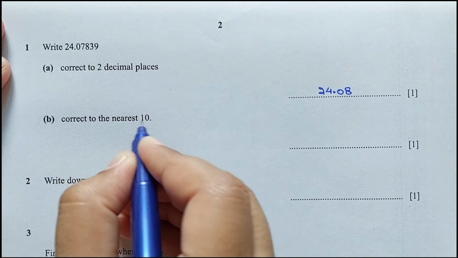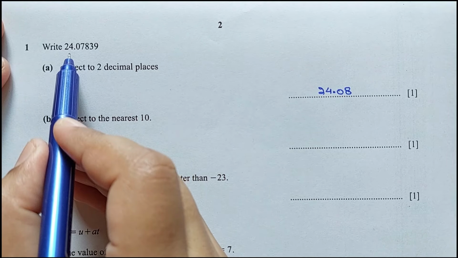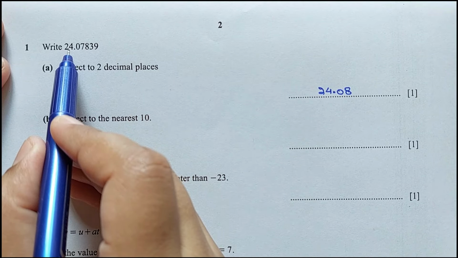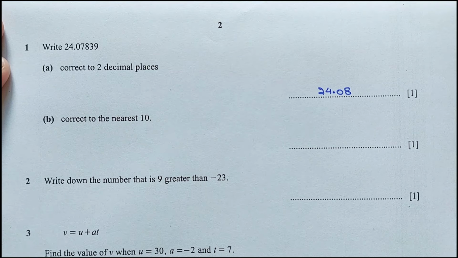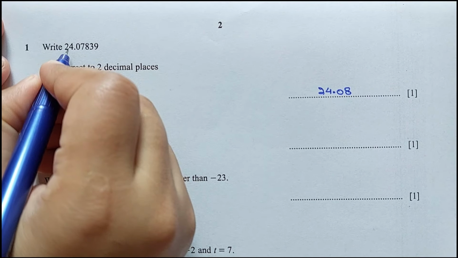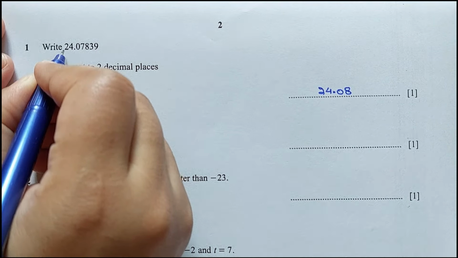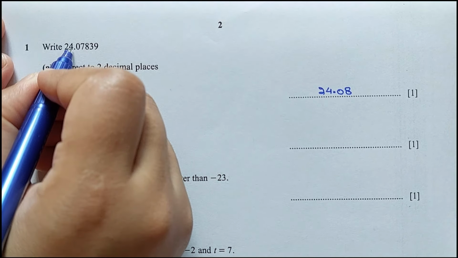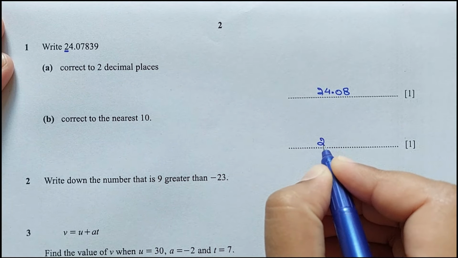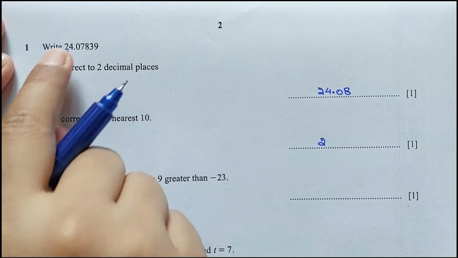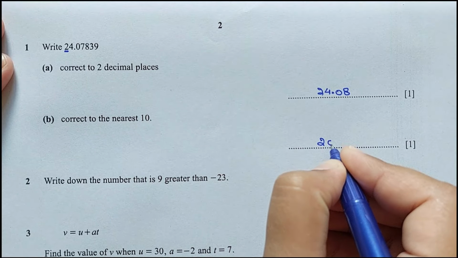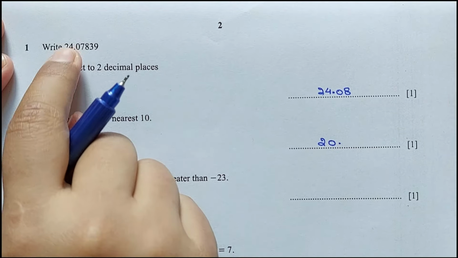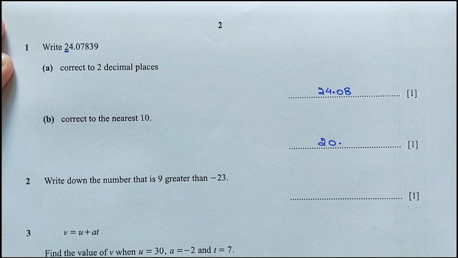Now for part B, correct to the nearest tens. This is the digit at the ones place and this is the digit at the tens place. The next digit is 4, which is less than 5, so we have to round down. We keep the 2 as it is and replace all the rest of the digits with zeros. So the 4 is replaced with 0, and 20.000 is just 20.